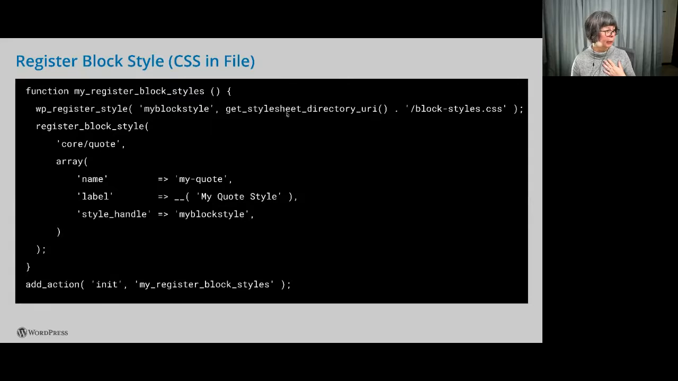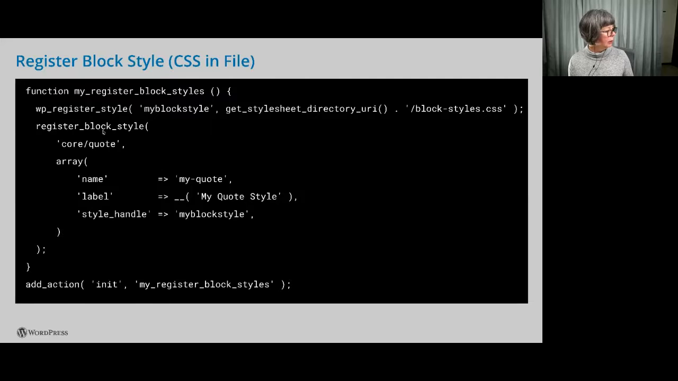In this case, I'm going to put it in my style sheet directory, and the file name will be blockstyles.css. You could also use get template directory, but that would not work if you were using a parent-child theme setting, because it would be looking in the parent theme instead of the child theme. So I use style sheet because it gives me the active theme, whether it's a standalone theme or a child theme.